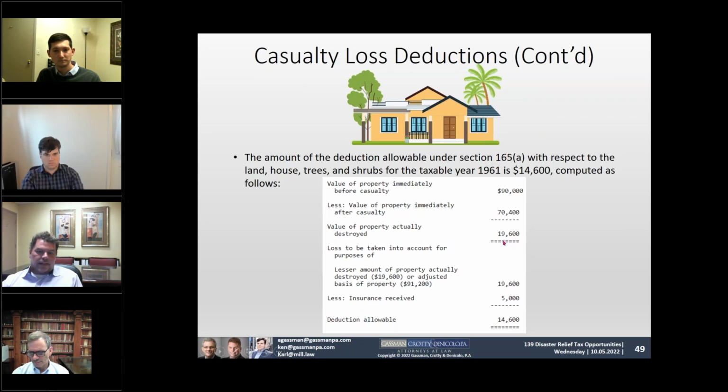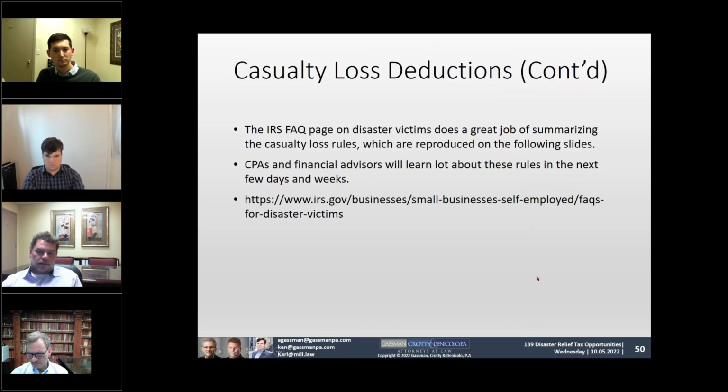In this situation, because the basis of the property was $91,200, we're not limited by any basis like we were in the shrubbery example for the trade or business. And again, that's because we can combine the properties together, because it's personal use property. The only reduction we have to take into account is the $5,000 for the insurance received. And that means that the client in this situation would receive a $14,600 deduction.